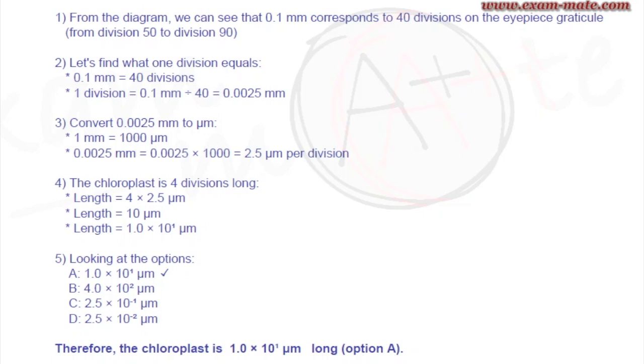5. Looking at the options. A. 1.0 times 10 superscript 1 μm. B. 4.0 times 10 superscript 2 μm. C. 2.5 times 10 superscript minus 1 μm. D. 2.5 times 10 superscript minus 2 μm. Therefore, the chloroplast is 1.0 times 10 superscript 1 μm long, option A.